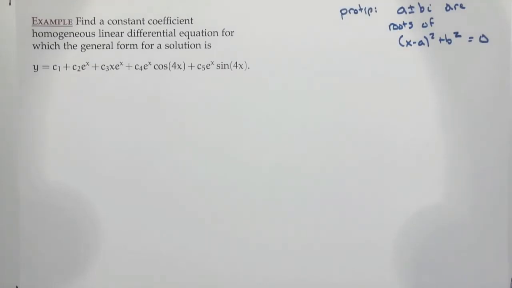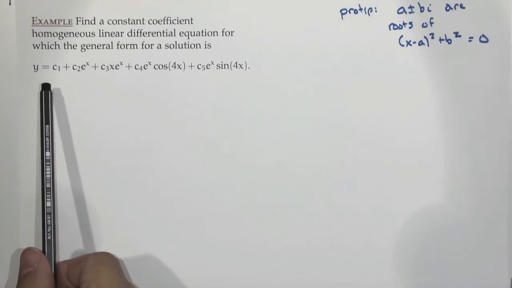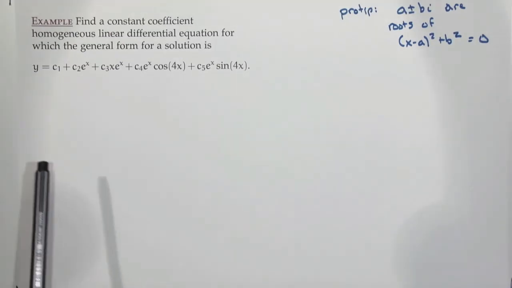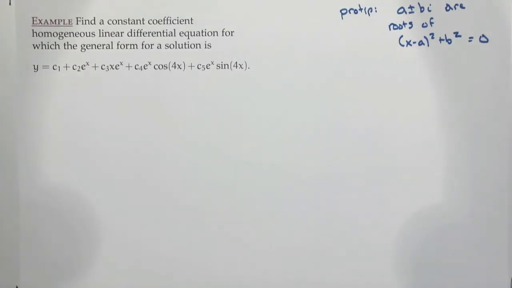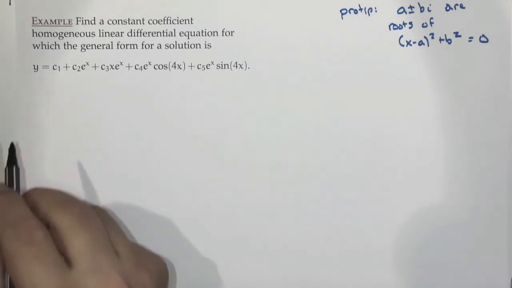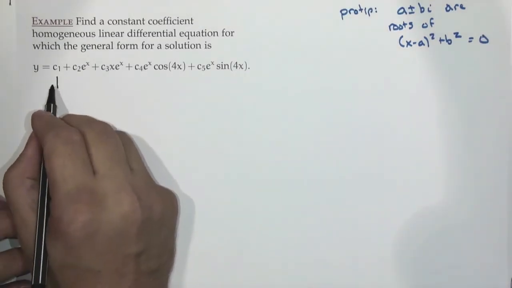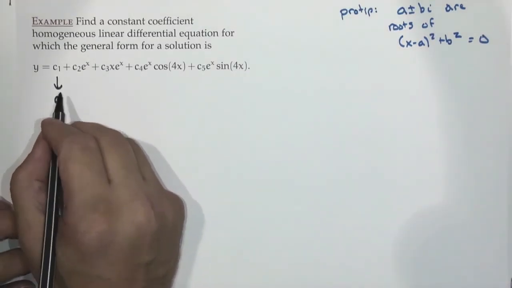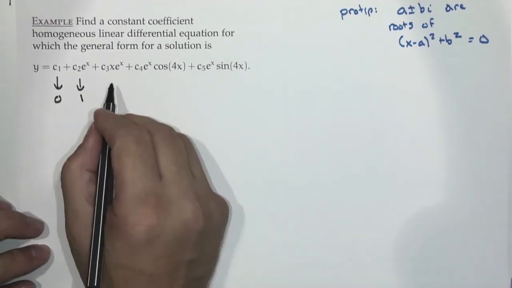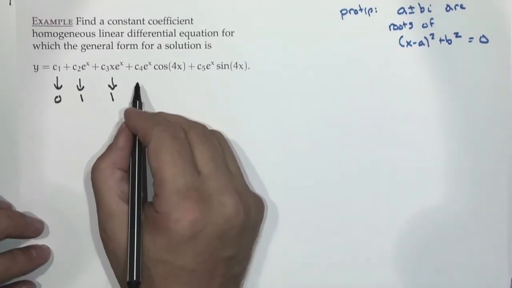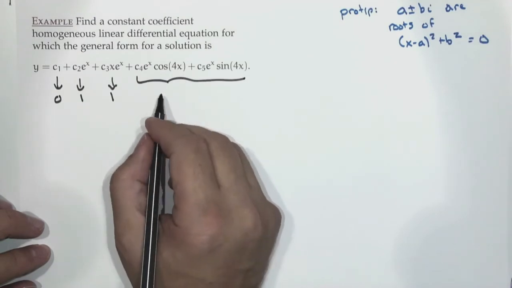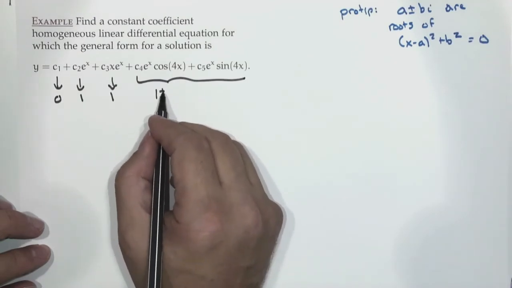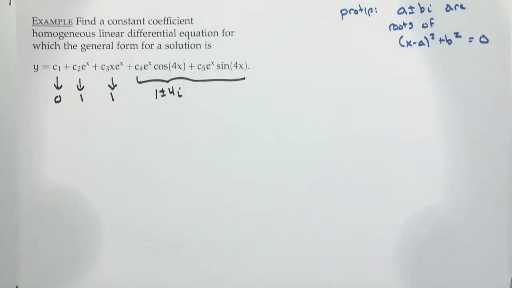Now, let's just think about the process. So we have the functions. What can the functions tell us? The roots. Okay, so let's write the roots under each piece. What's this root? 0 here. 1. 1 again, it's a repeated root. And then these combine together to give 1 plus minus 4i. You guys are great. You already know how this is going to go.